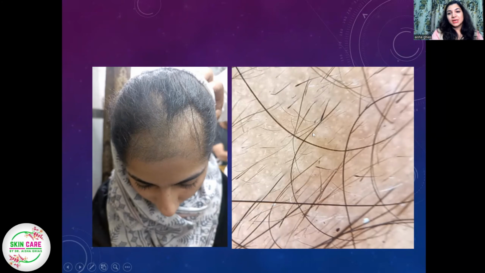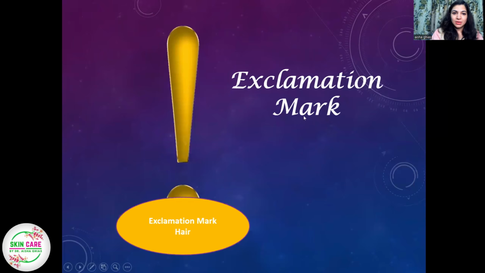But then once I did this trichoscopy, as you can see, there are exclamation marks here. Now, what is an exclamation mark here? Referring back to our beautiful exclamation mark, the thickness is more on the distal end, while the thickness is getting reduced once you get proximal to the scalp.